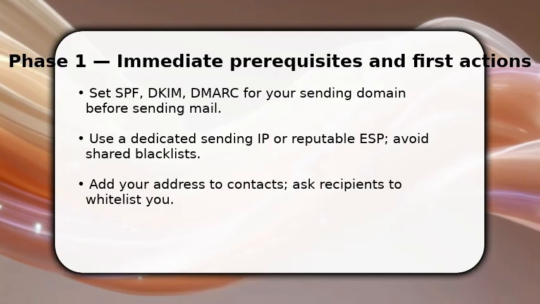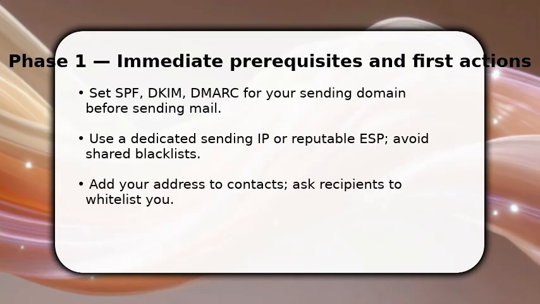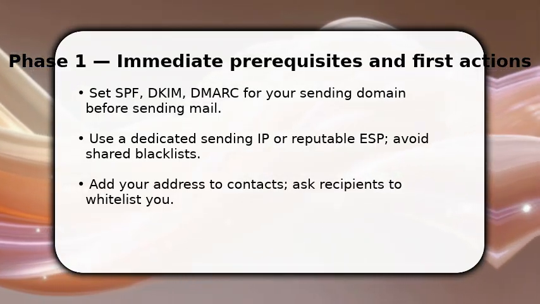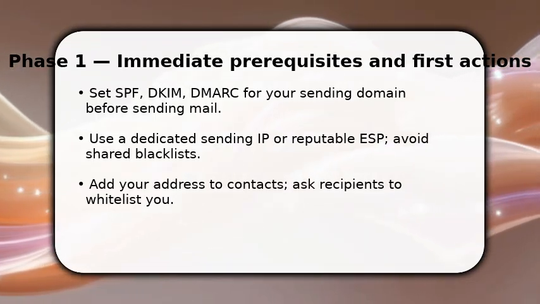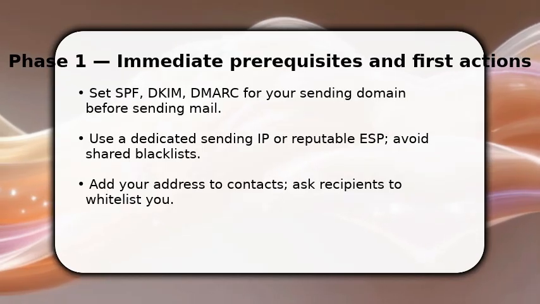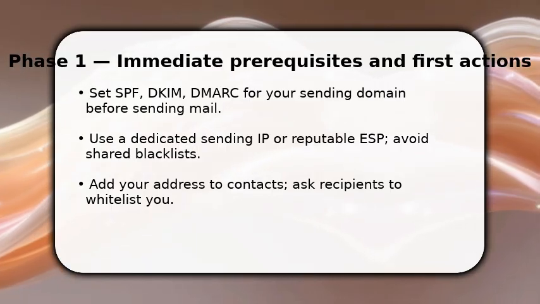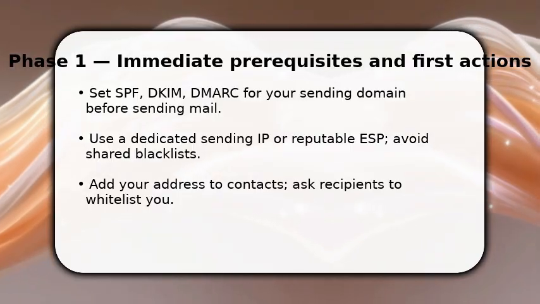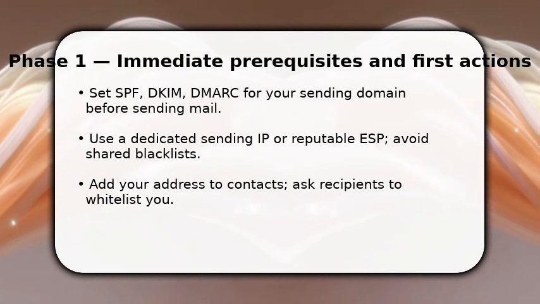You start by proving you are who you say you are. Configure SPF and DKIM so Gmail can verify your domain. Add a DMARC policy to report problems. Once done, use a reputable ESP or a dedicated IP to separate reputation. Make sure to add your sending address to recipients' contacts and encourage them to mark your messages as not spam. This reduces false spam signals and builds trust, so Gmail learns you belong in the inbox.